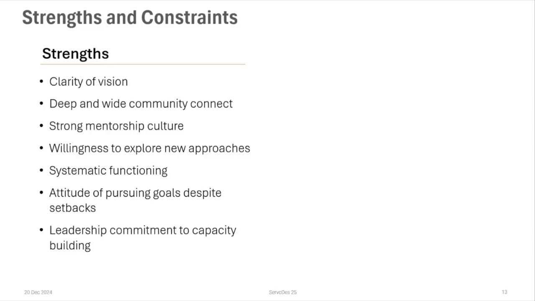Then their willingness to explore new approaches as they expand their scope and the depth of their services and systematic functioning, etc. And the last point is also important: commitment to capacity building. In short, not making it person-centric but organization-centric. How do we build the capacity of the organization to serve the people better? That is the approach, and these are some very important strengths which are quite conducive to participatory design.